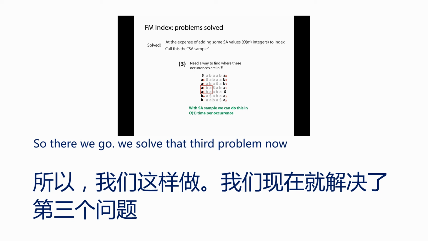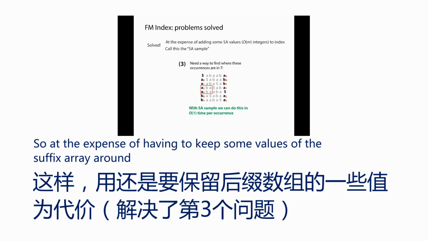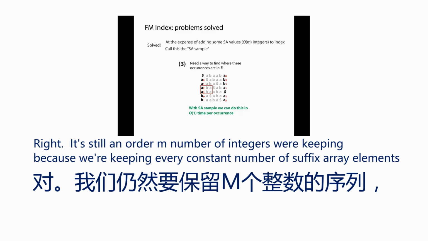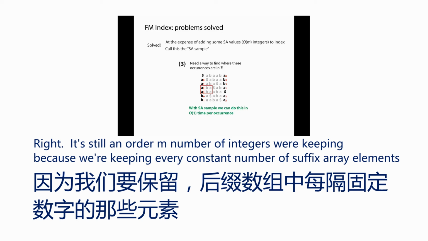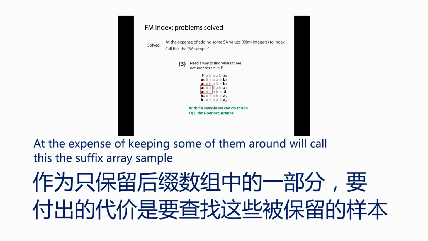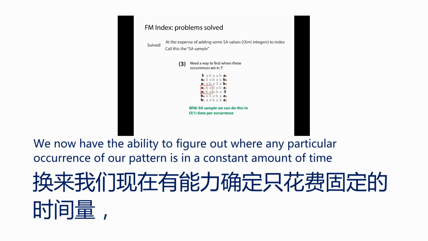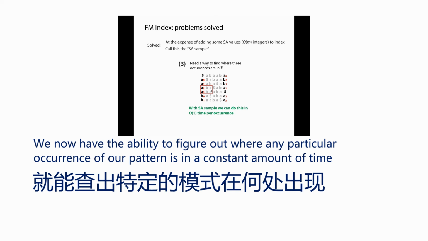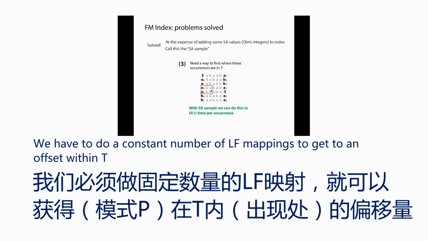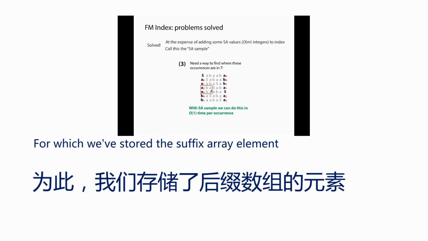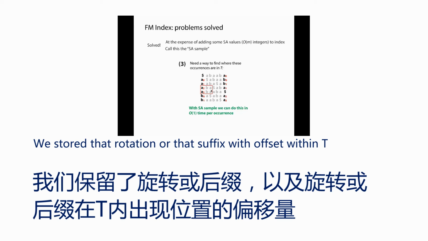So there we go. We solved that third problem now. At the expense of having to keep some values of the suffix array around, and it's still an order m number of integers we're keeping, because we're keeping every constant number of suffix array elements. We'll call this the suffix array sample. We now have the ability to figure out where any particular occurrence of our pattern is in a constant amount of time. We have to do a constant number of LF mappings to get to an offset within t for which we've stored the suffix array element. We've stored that rotation or that suffix's offset within t.